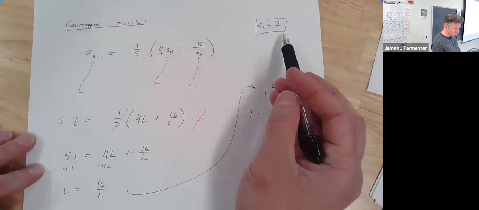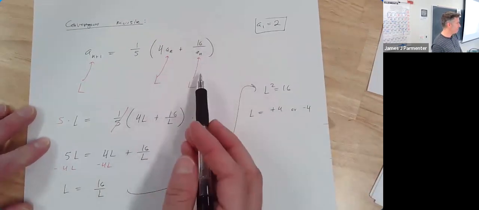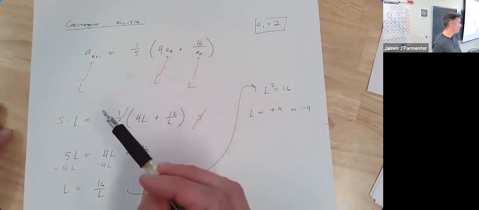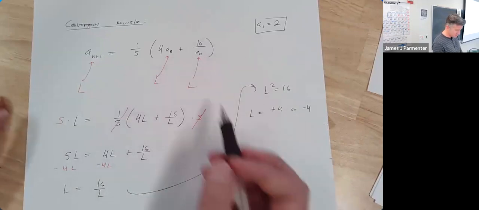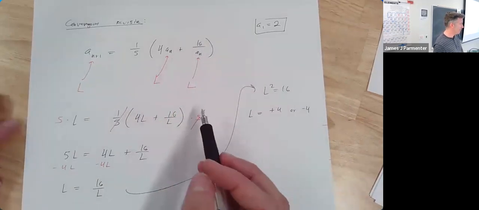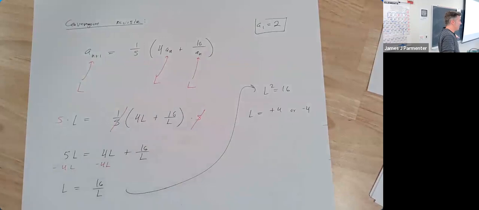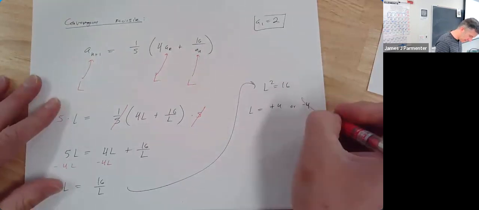If you start with 2, 4 times 2 plus 16 divided by 2, still positive, right? Take a positive number, multiply it by 4, add 16 divided by it. There's nothing that made any of those things negative. So once you start positive, you are stuck being positive. And if you're stuck being positive, it can't be -4, it's got to be 4.